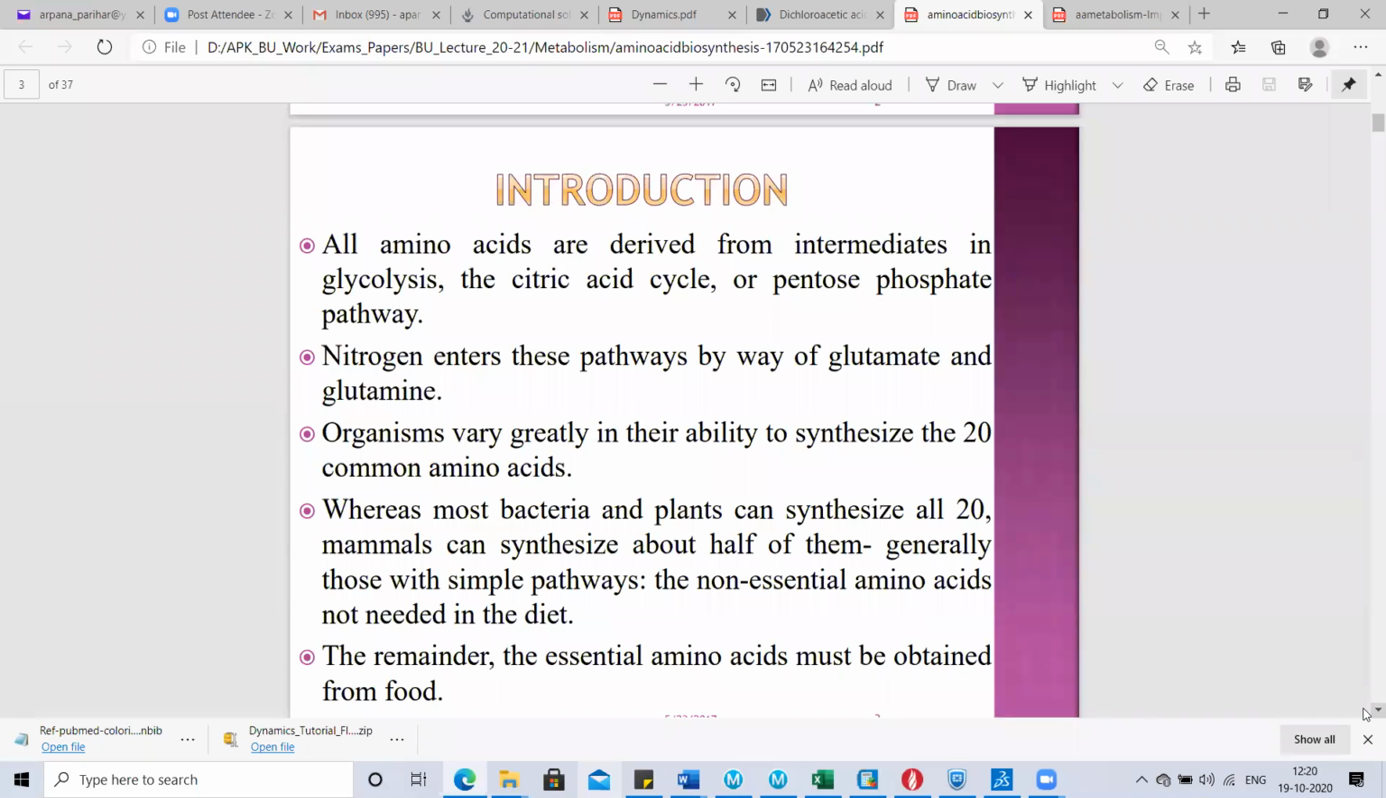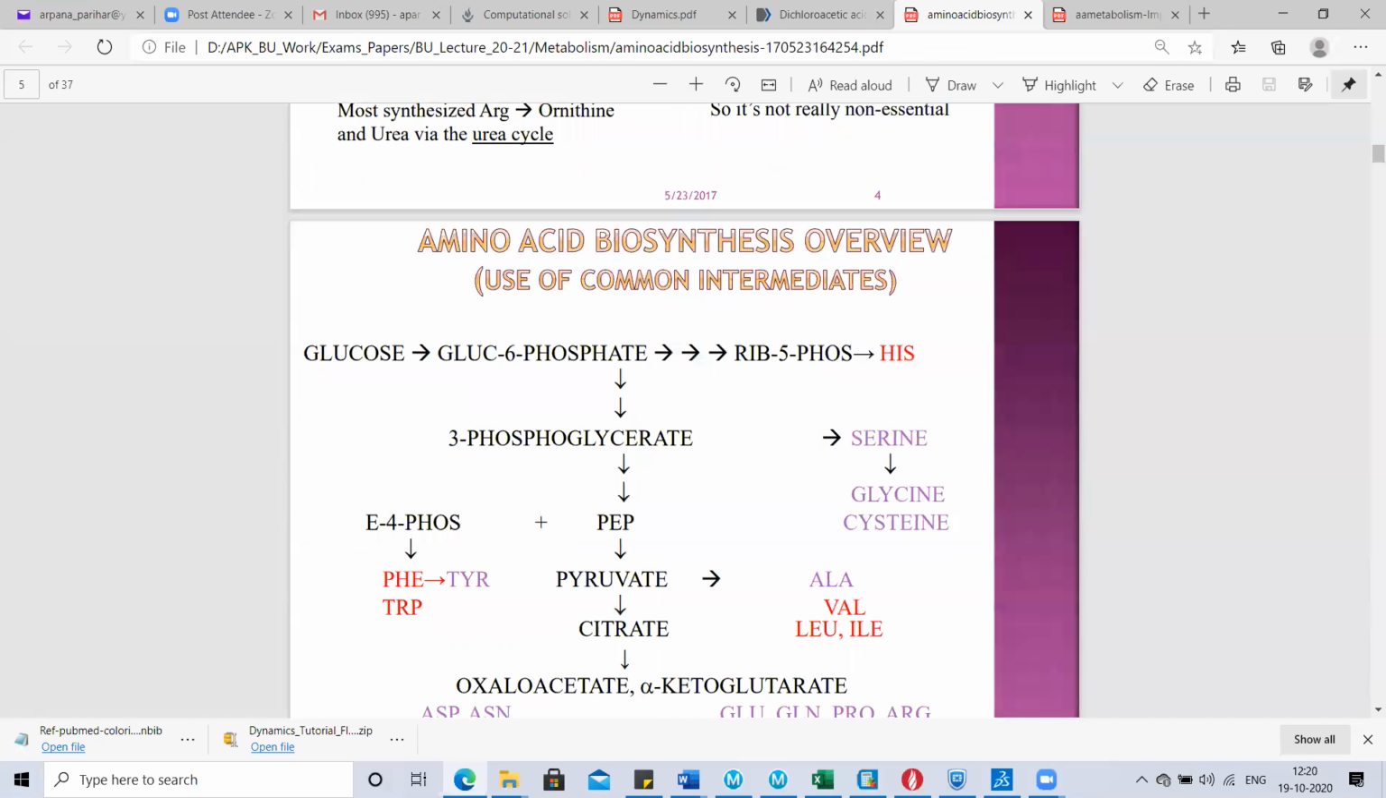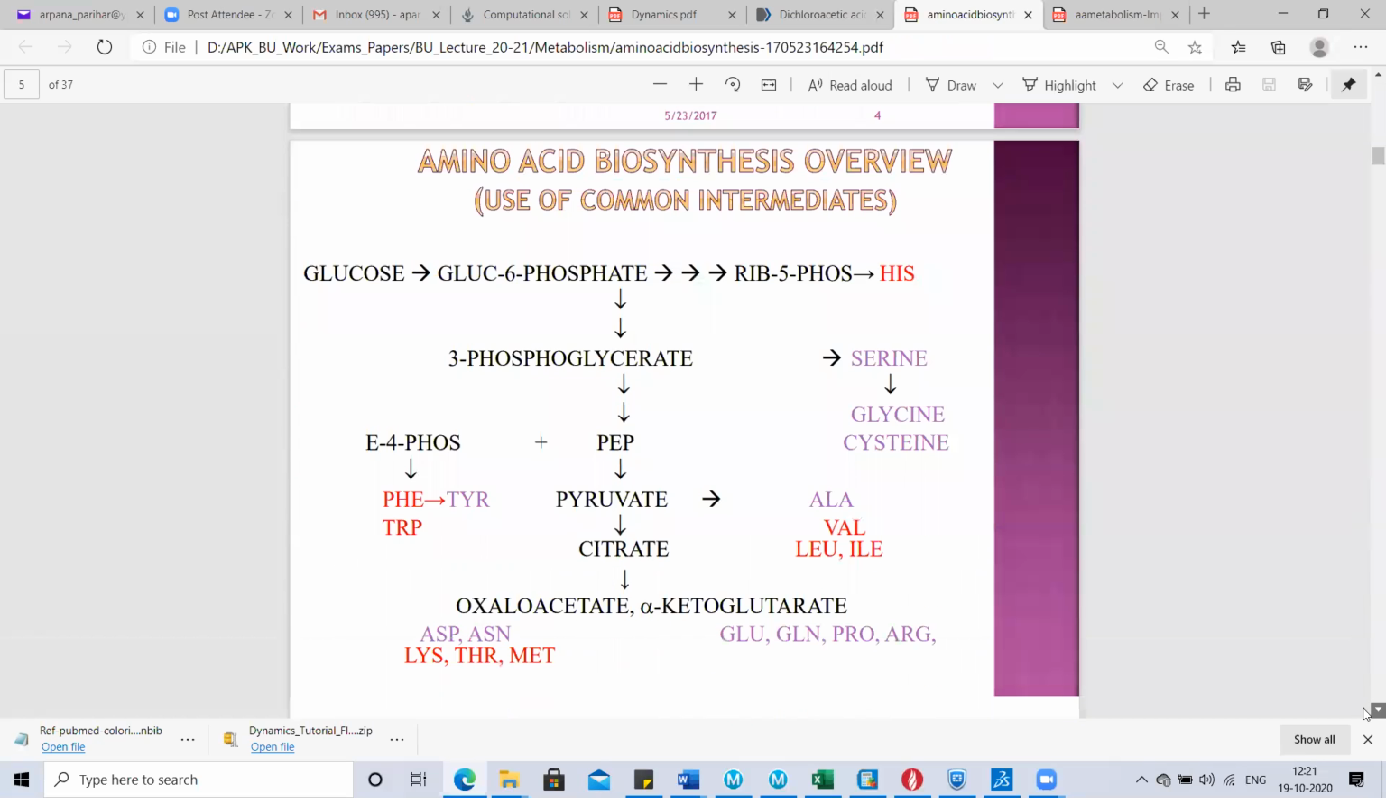You all know that the intermediates derived from amino acid metabolism enter into glycolysis, the citric acid cycle and the pentose phosphate pathway for further metabolism. We already discussed a lot about this, so I'm not going into much detail. And these are the amino acids. This is the overview slide.